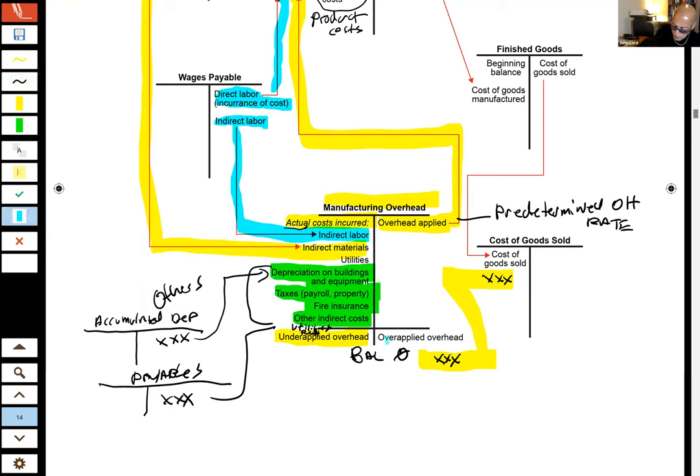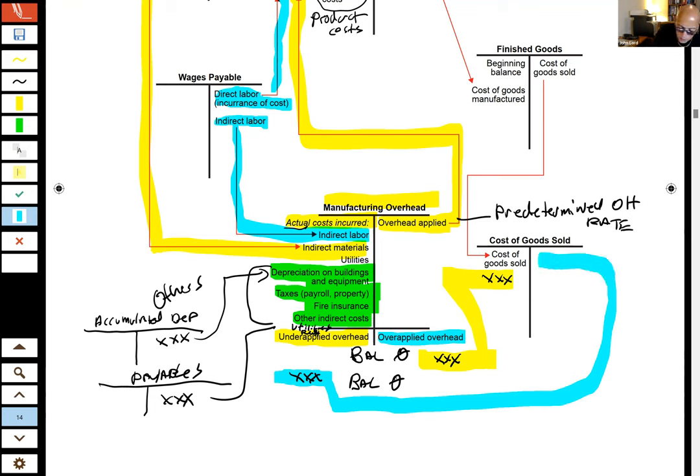If it was overapplied, that means I put too much to work in process. The amounts I applied were more than my actuals. So to balance to zero, now I have to credit this side. That balances to zero. And now, debit on the left, credit on the right, John. I'd have to debit this side to balance to zero. And now I'm going to credit cost of goods sold. That makes sense, because I need to take some cost out, since I put too much in, okay?